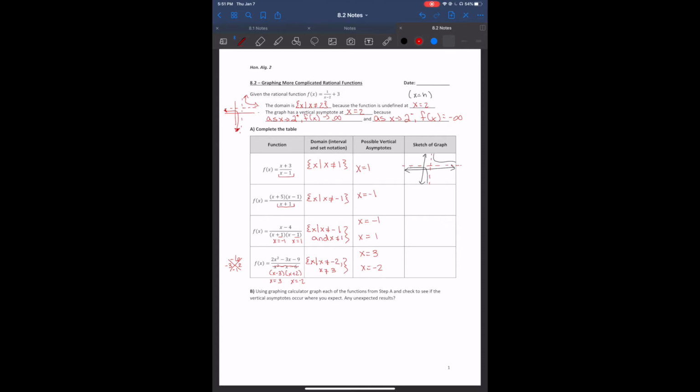Okay, now I want you guys to go ahead and hit the pause button and try the next two functions, graph these or make a sketch of these using your graphing calculators, and then come back and check your work.